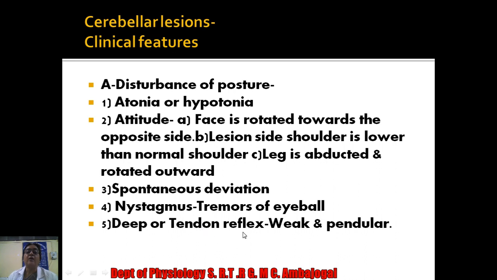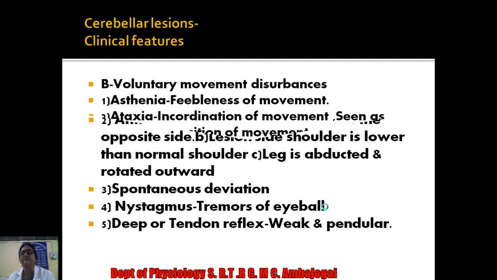Now, regarding deep or tendon reflexes, I have already told you that the cerebellum is mainly responsible for preventing oscillation of the movement. So automatically the deep or tendon reflexes become weak and pendular, because there is loss of the turn and turn of signals of the agonist and antagonist muscles. Mainly, all these effects are seen in voluntary sequential movement, not in the resting condition.